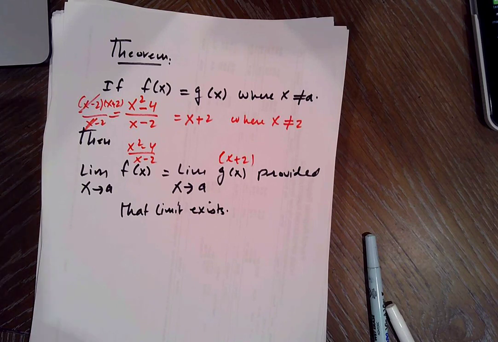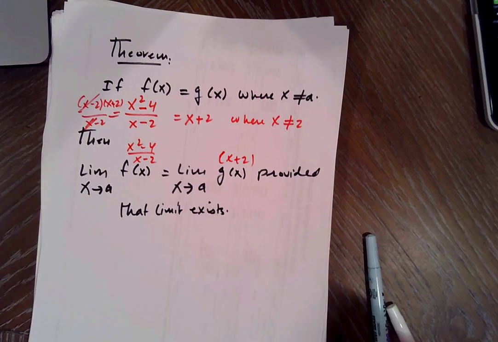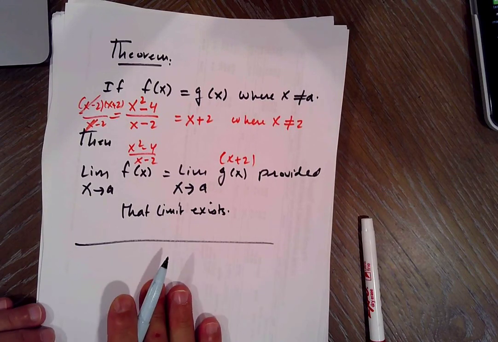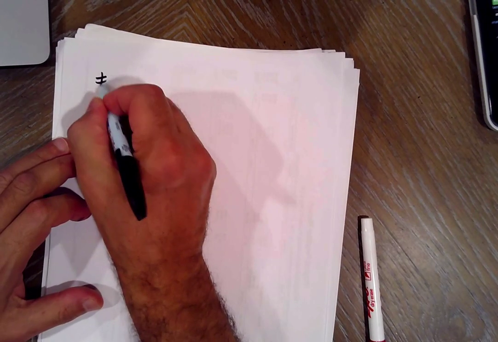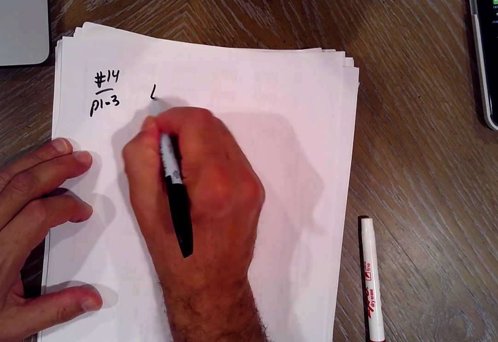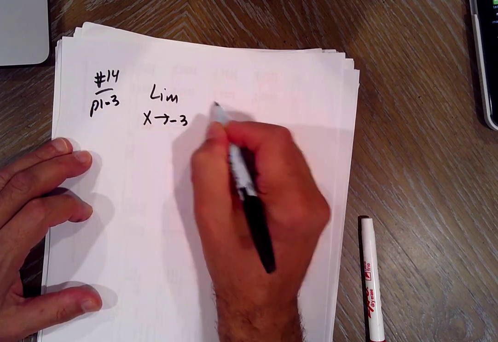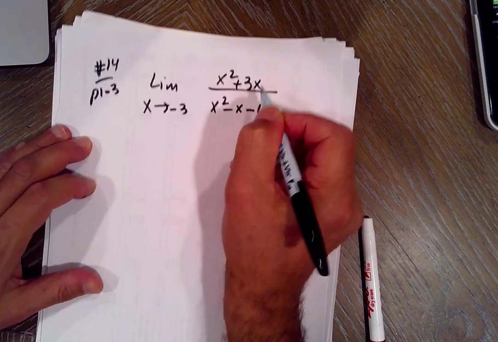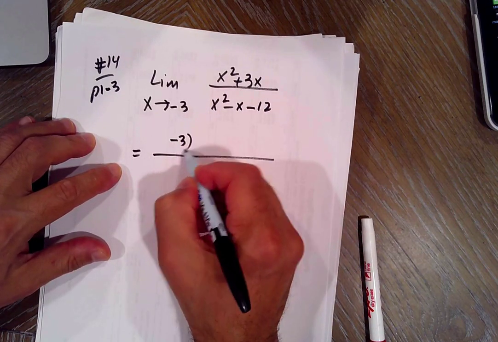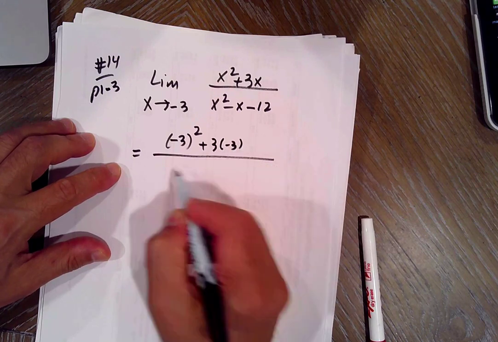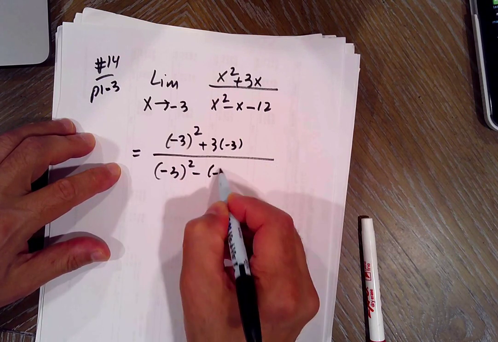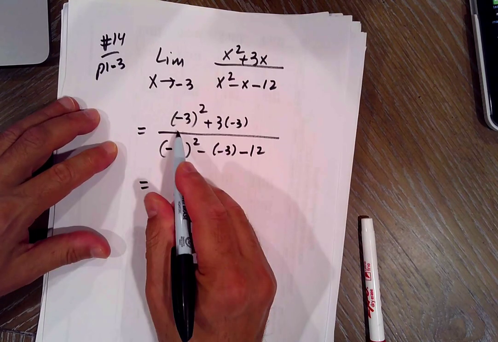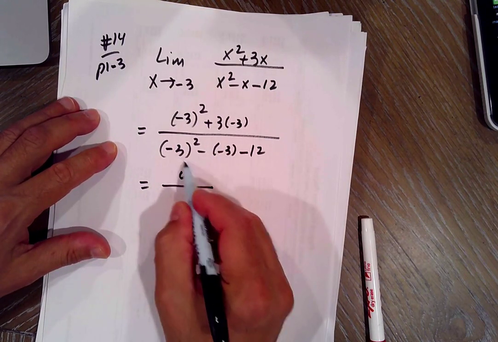So basically, if you're doing the limit of a rational function and you get 0 over 0, and you can reduce it, then do the limit, and that's going to be the answer. Number 14, page 103. The limit as x goes to negative 3 of x squared plus 3x over x squared minus x minus 12. If we plug negative 3 in there, negative 3 squared minus negative 3 minus 12. So this is 9 minus 9, which is 0. This is 9 plus 9.